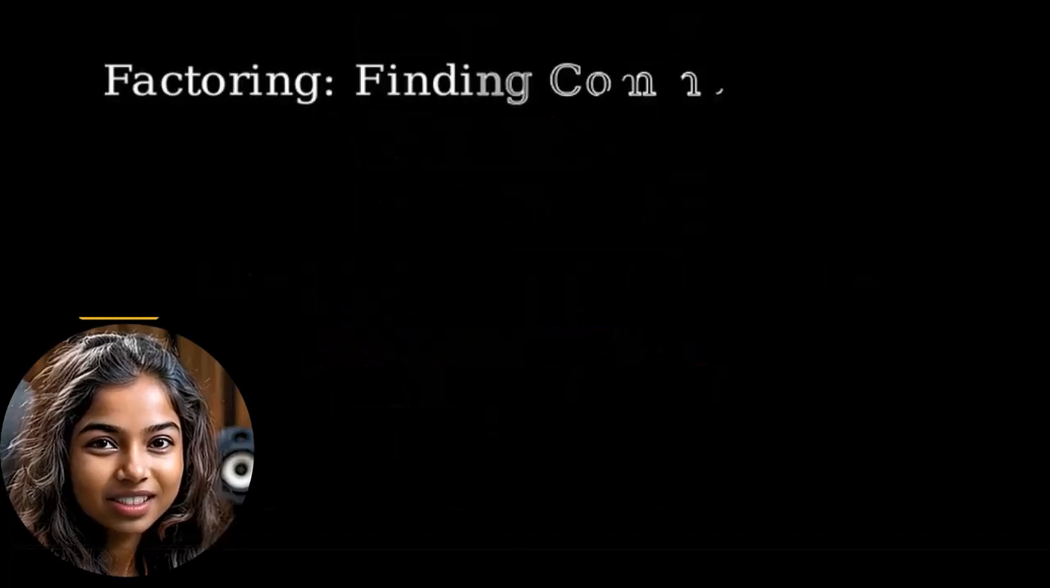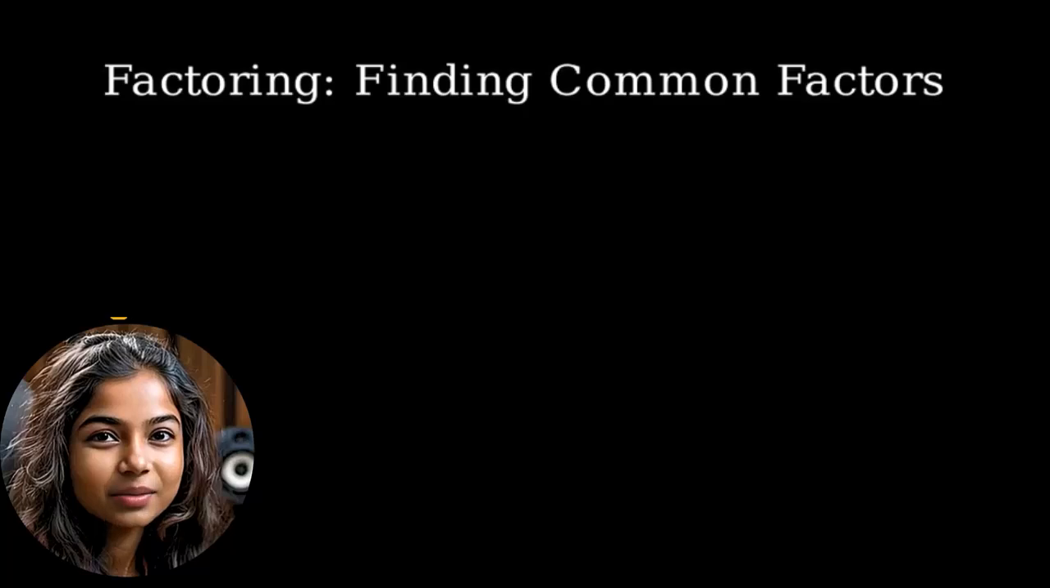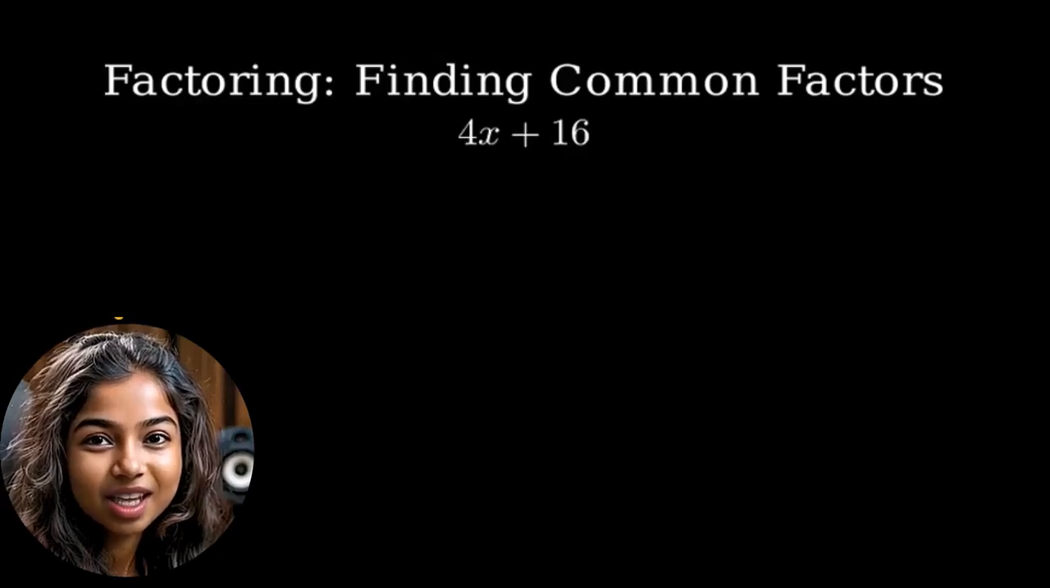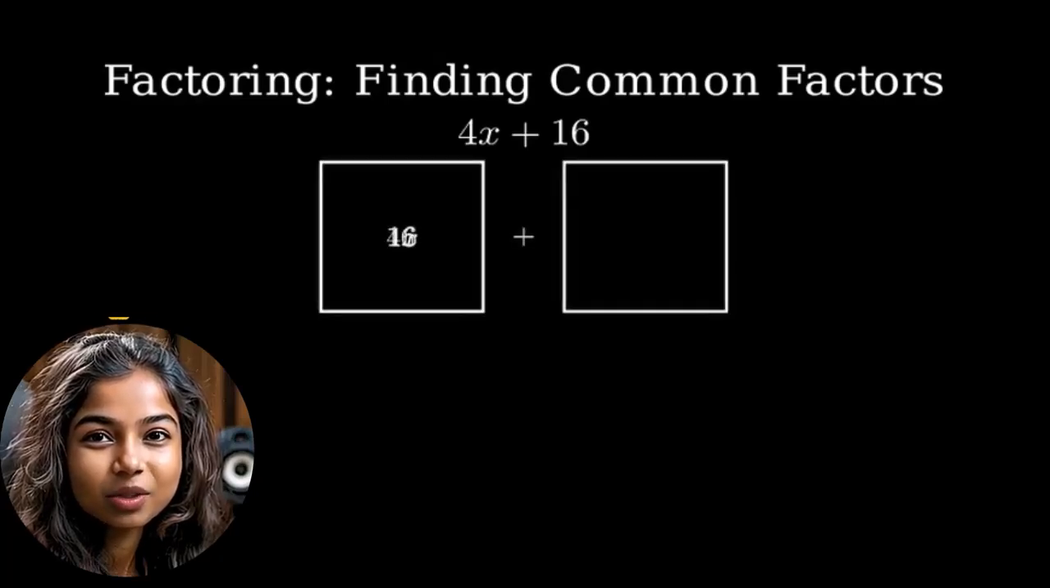Let's learn how to factorize the expression 4x plus 16 and understand why the answer is 4 times the quantity x plus 4. Let's start by writing out our expression, 4x plus 16. To factor this expression, we need to find the greatest common factor of all terms. Let's break this expression into its individual terms. We have 4x and 16.